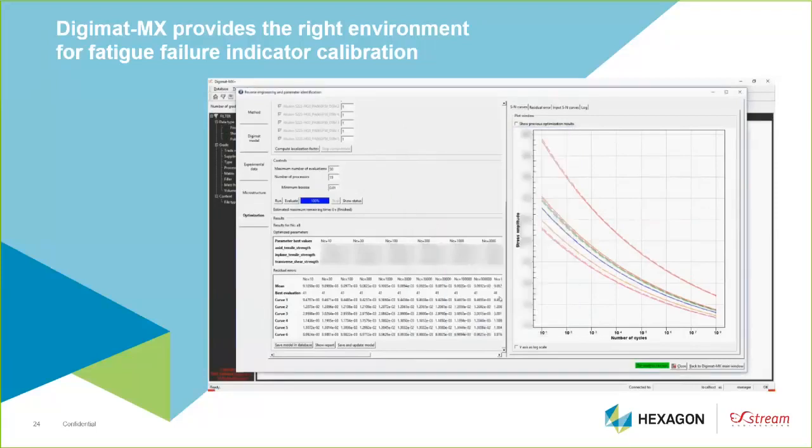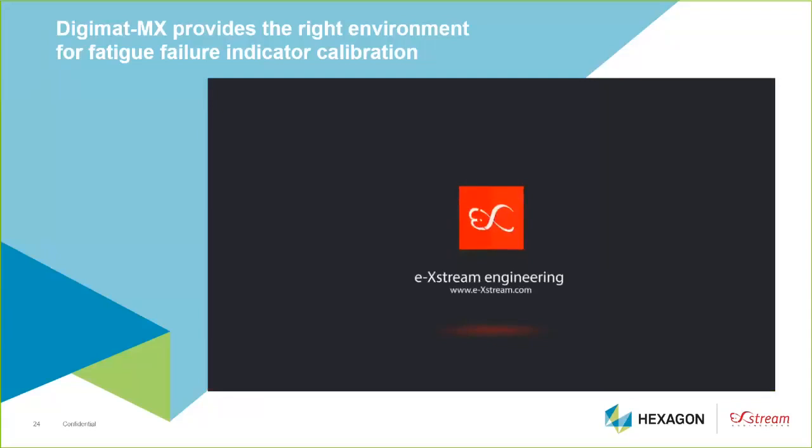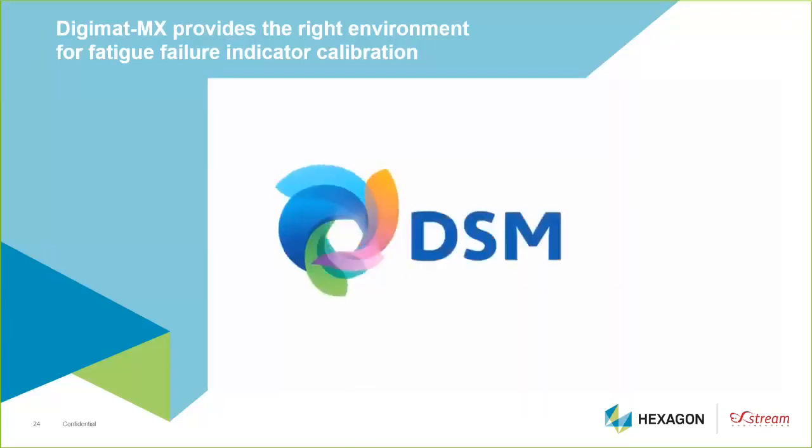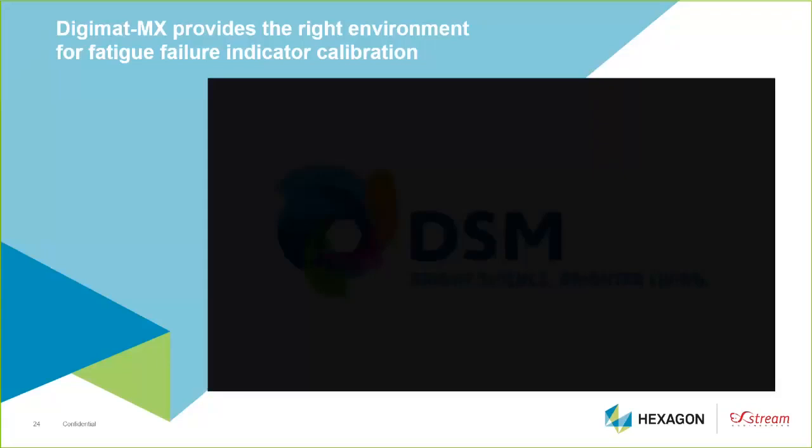And I think that's it for the Digimat-MX. So I hope this gives you a good overview of how the calibration workflow works and the way you can proceed. It's really similar to what you're used to with respect to static failure, except it's lifetime dependent in the end.